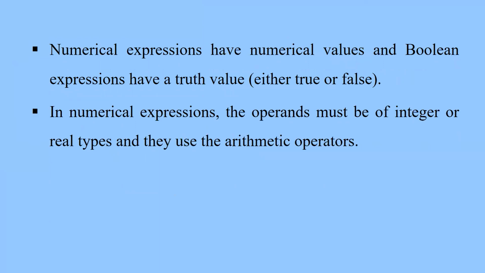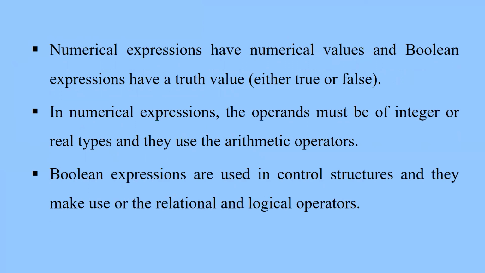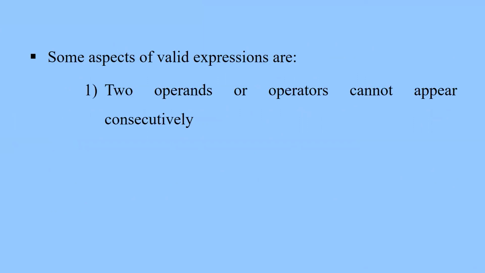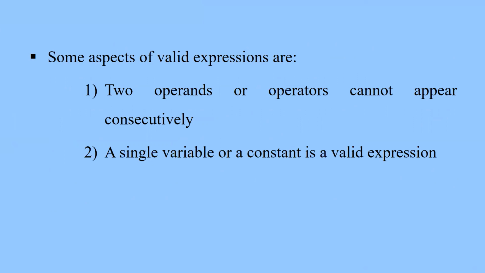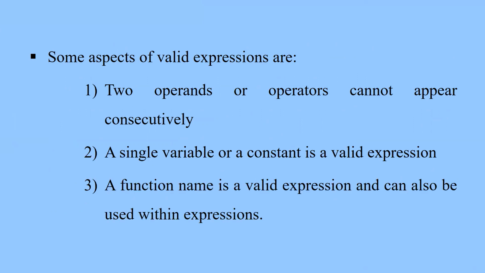In numerical expressions, the operands must be of integer or real types, and they use the arithmetic operators. Boolean expressions are used in control structures, and they make use of the relational and logical operators. Some aspects of valid expressions are, number one, two operands or operators cannot appear consecutively. Number two, a single variable or a constant is a valid expression. Number three, a function name is a valid expression and can also be used within expressions.